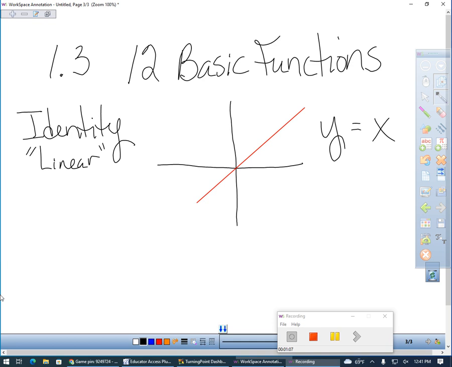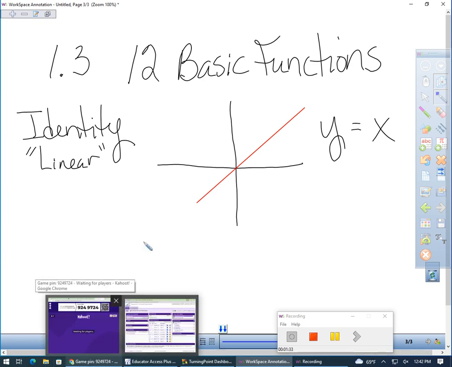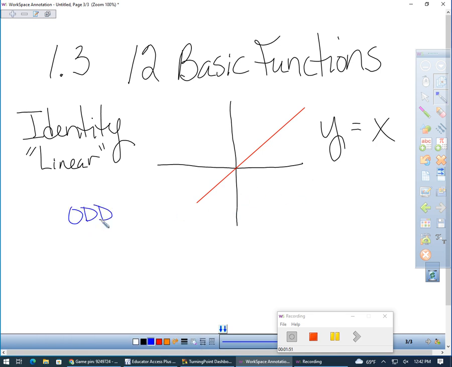First of all, look at it. Is this function odd, even, or neither? It is odd. If I were to put my pencil right here at the origin and I flipped it over, do I have the exact same thing? Yes. So this is an odd function. If it is odd, that means that it is symmetrical about the origin.